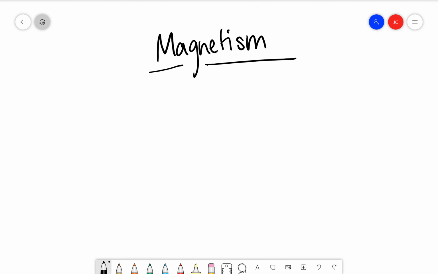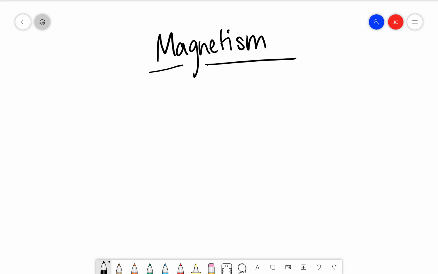So magnetism is all about, of course, magnets and magnetic fields. And we all know what a magnet is. We deal with them probably reasonably often. You might have fridge magnets or magnets in various things around your house. So what exactly is a magnet?